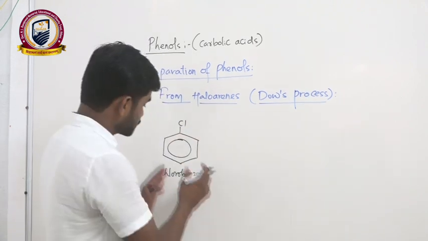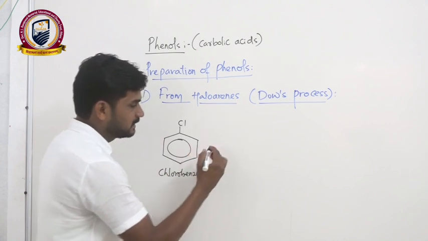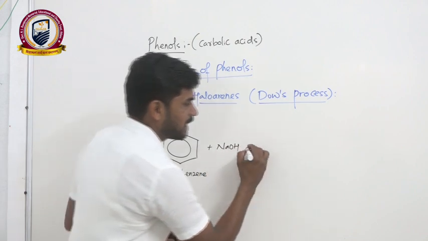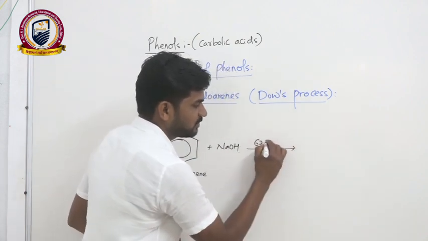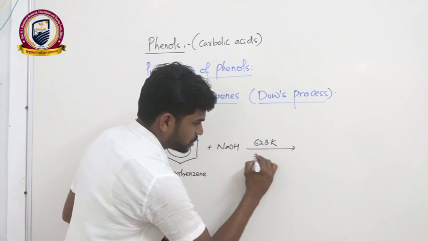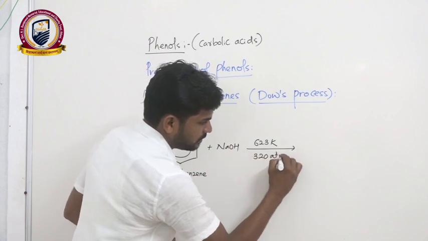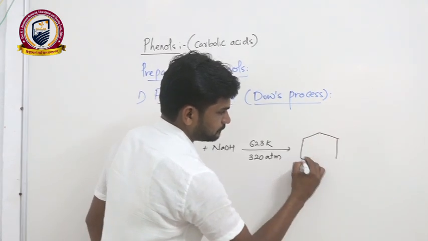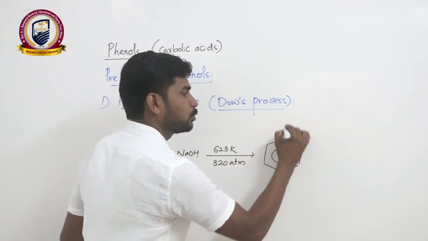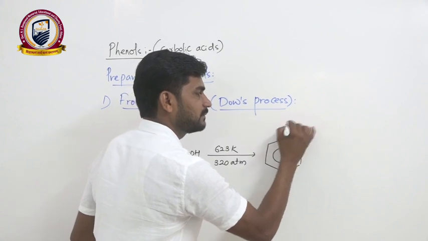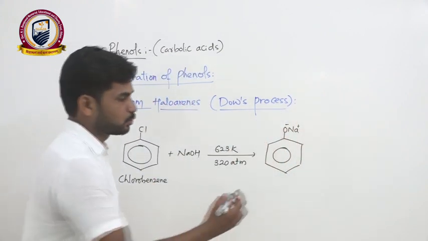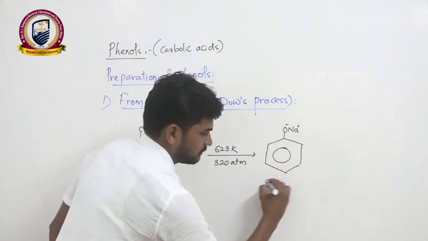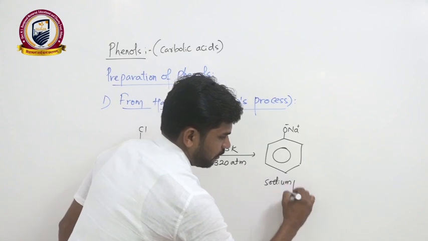So this haloarene, or chlorobenzene, is treated with aqueous alkali solution, that is aqueous sodium hydroxide, at the conditions of 623 Kelvin temperature under the pressure of 320 atmospheric pressure. There is a formation of the corresponding sodium phenoxide. So this compound is called as what here? Sodium phenoxide. This is sodium and this is phenoxide. Sodium phenoxide.